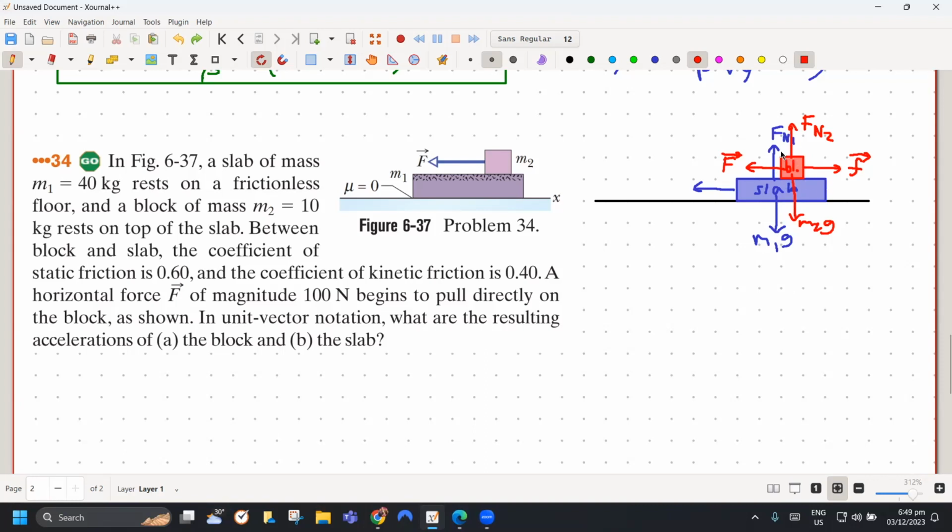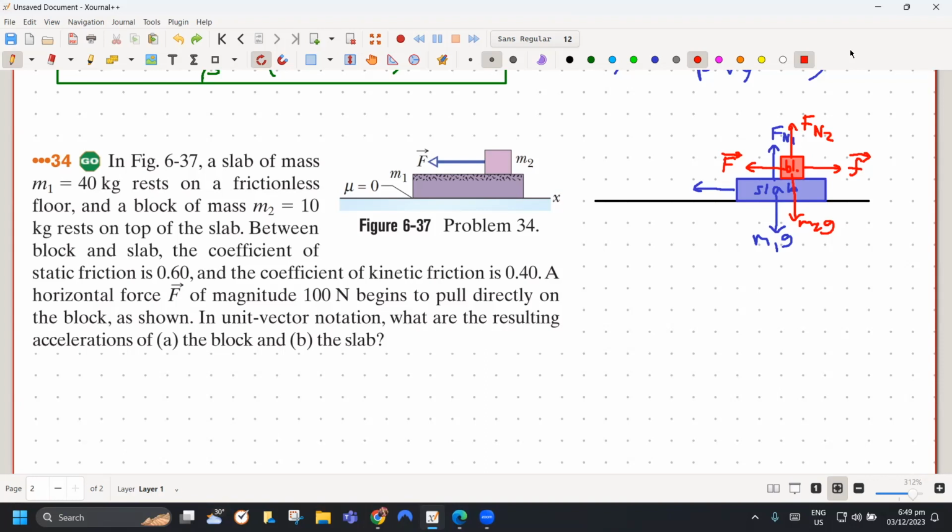So, may force from gravity, which is m2g. Ngayon, may normal force acting on the block. Ano nag-exert ng normal force on the block? It's the slab, not the floor. Ngayon, punta tayo sa slab ngayon. Ano yung forces acting on the slab?